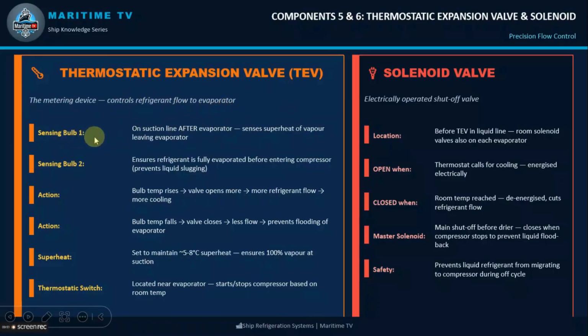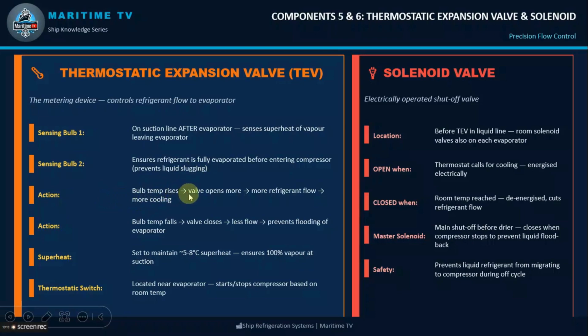It has sensing bulb 1 and sensing bulb 2 on the suction line after the evaporator, which sense the superheat of vapor leaving the evaporator. Sensing bulb number 2 ensures the refrigerant is fully evaporated before entering the compressor. This prevents liquid slugging.